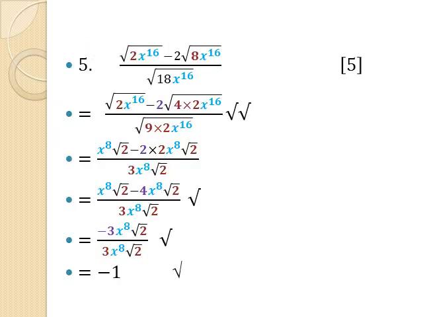Let's look at this one. So number 5, we have square root 2 x to the power 16 minus 2 square root 8x to the power 16, divided by square root 18x to the power 16. So there first, I'm going to break this up. Remember, it's going to say in exam, solve without a calculator. So 8 can be written as 4 times 2. 18 can be written as 9 times 2.